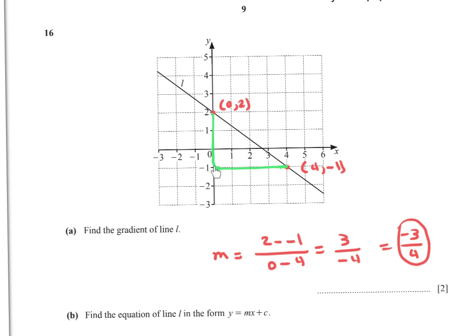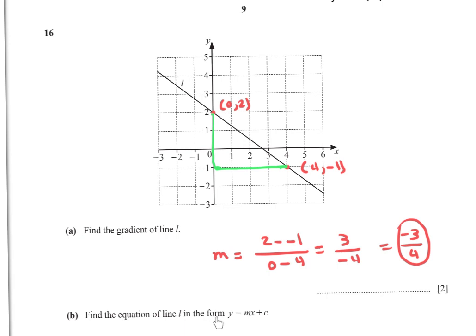So rise equals 3 and run equals 4. But because the line goes down, it is negative 3 over 4. So take care if you use rise over run. When the line goes down from left to right, the gradient will be negative. When it goes up, the gradient is positive.